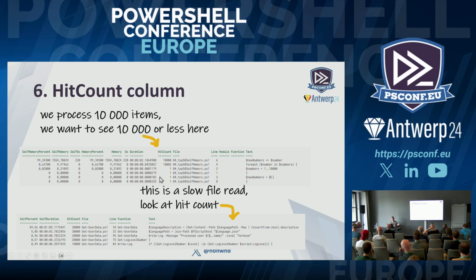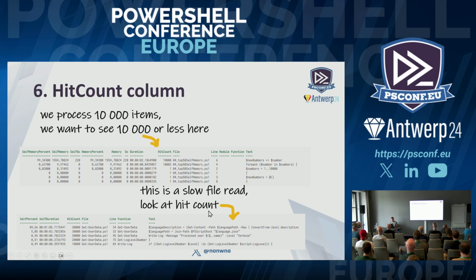But what if I see 30,000? What if I see 60,000? Then I'm probably calling the function from multiple places too many times. It's in some loop where it shouldn't be. It should move up from the loop. I can cache the data and so on. So that's the kind of optimization I can guess just by looking at the hit count.